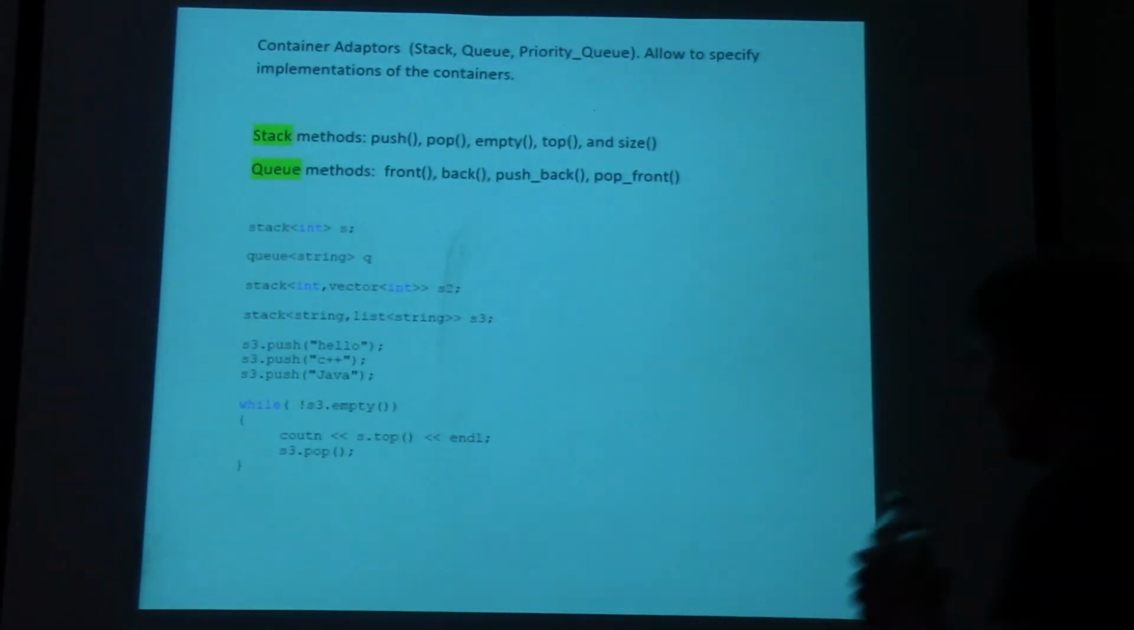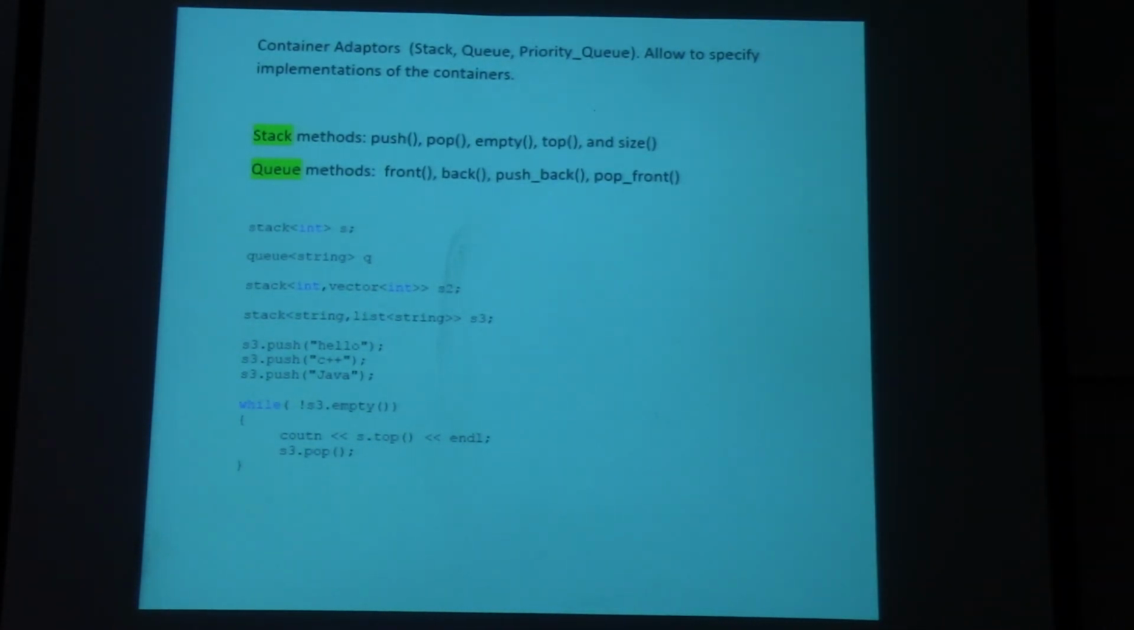So let's take a look very carefully at this. I'm going to create a stack of type int, and I'm going to create a queue of string. So see how easy it is? It's very nice, right? Very, very nice. Then I have a stack, and the stack is going to be an int and the vector int s2. And then I have a stack of string, and then I'll have a list. Again, this is the STL list for string s3. So I have basically 1, 2, 3, 4 containers.